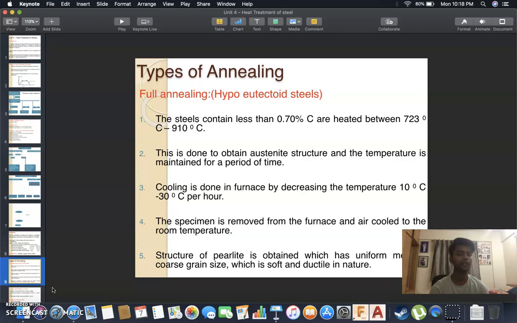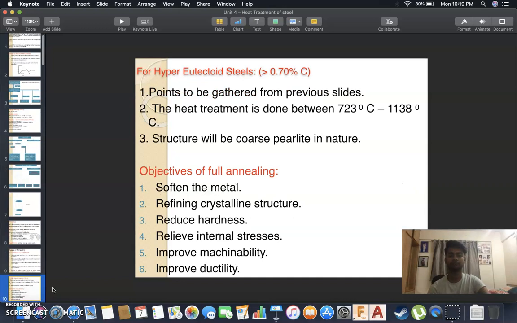This means cooling is done inside the furnace at a decreasing rate of 10 to 30 degrees centigrade per hour. Then the specimen is removed from the furnace and then air cooled to the room temperature. Structure of pearlite is obtained, which has uniform medium coarse grain size, which is soft and ductile in nature.